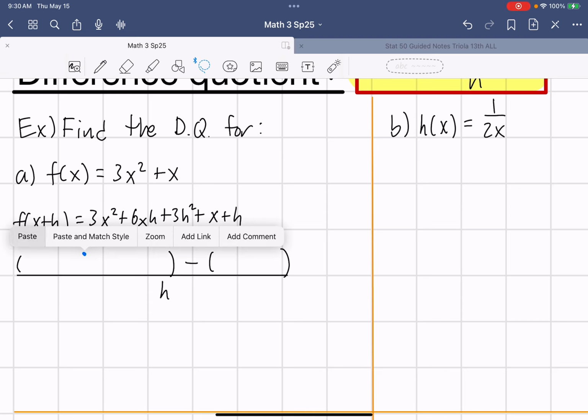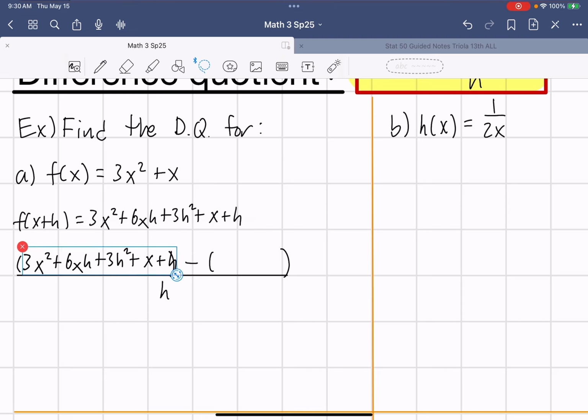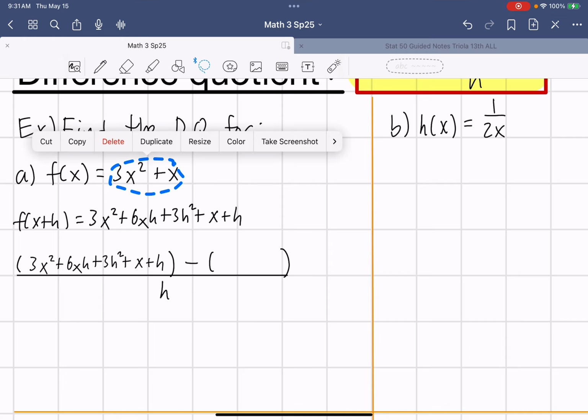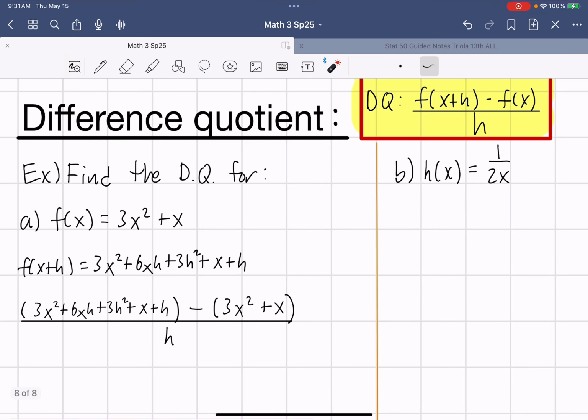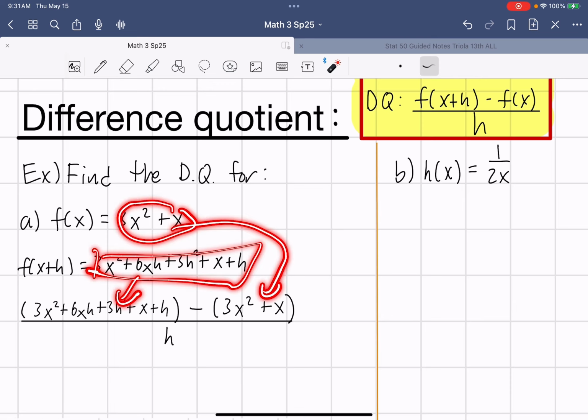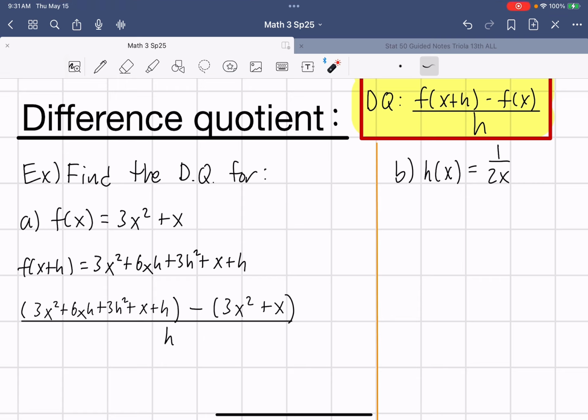So I'm just going to copy this. I'm just substituting it. Just make it a little smaller. Then I'm just going to copy my f of x. And that's the difference quotient. Right? You can see it right here. I'm just replacing f of x. We found it. It goes in here. Our f of x goes on this side. And now we just have to do a lot of little algebra.